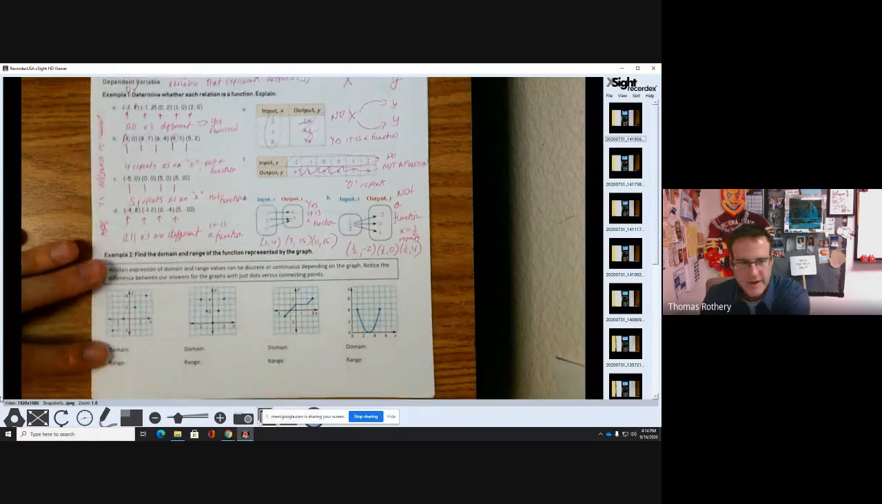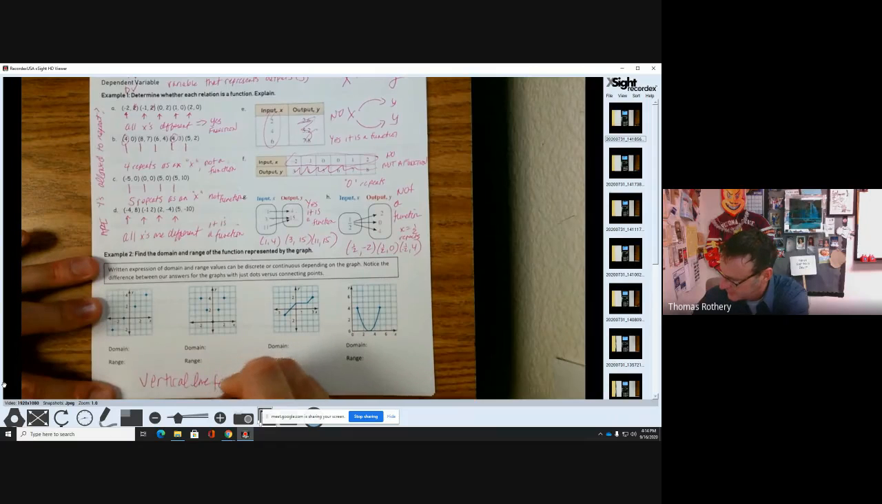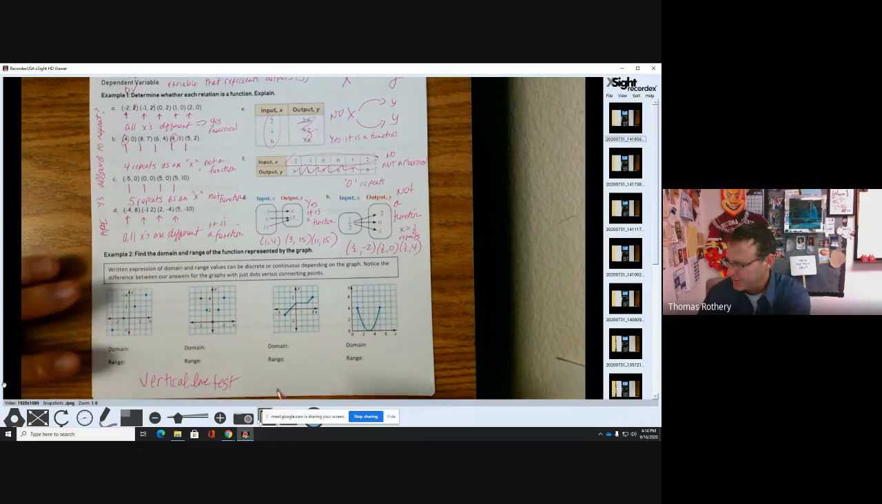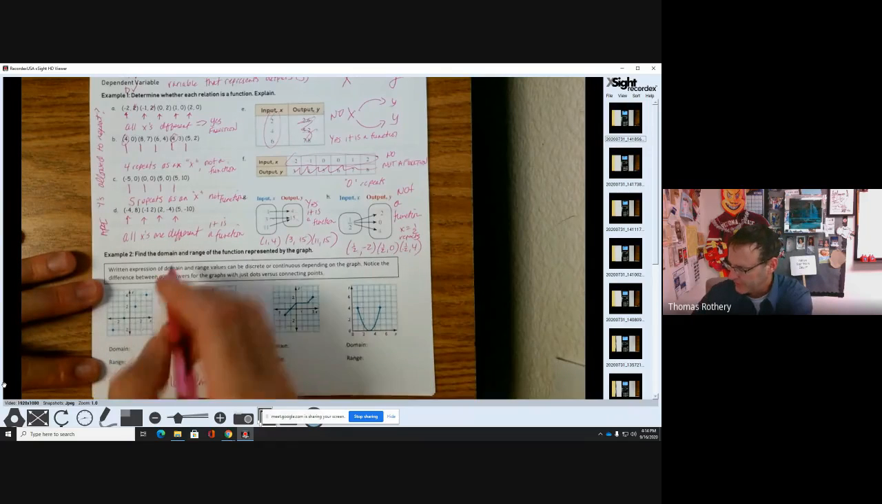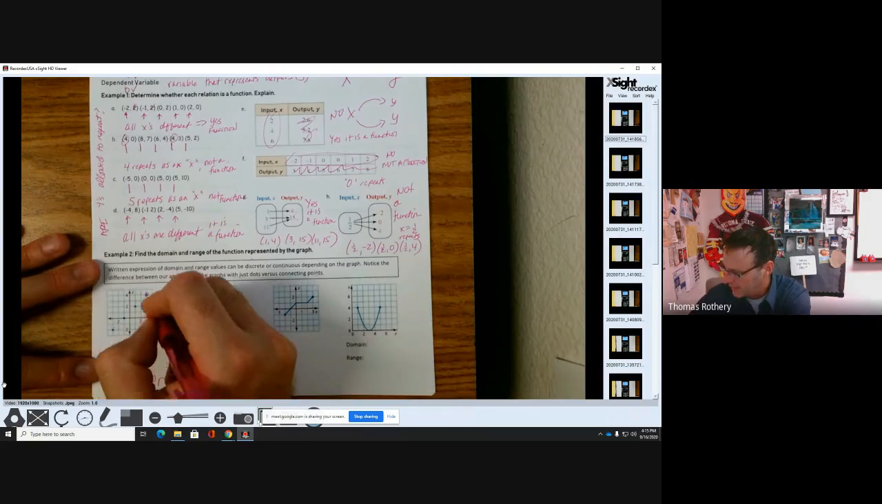All right. Next one's called vertical line test. Actually, I just want the domain and the range. So here's what you do. You're going to write down all the points. In this case, let's start over here. This is maybe the easiest one. You have to go over 3 and up 4.